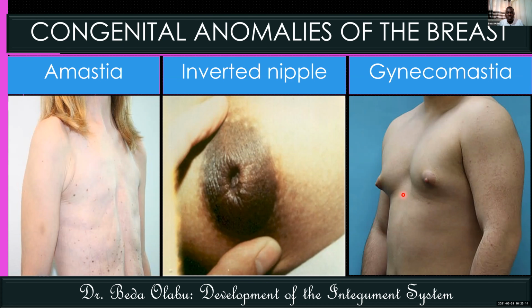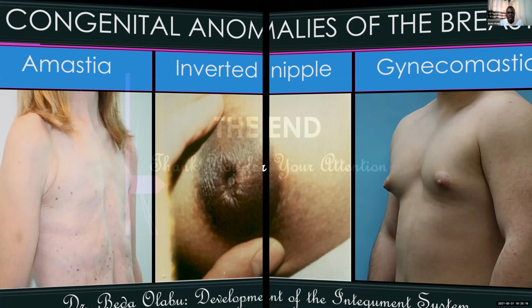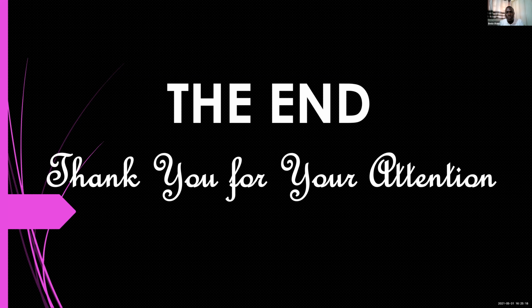Right, I think that should be it now. We are done with all the three components of the lecture. We've looked at microscopic organization of the skin and its appendages. We've looked at thermoregulation, and we've looked at development and congenital anomalies of the integument system. And so we are done with all the three parts. I now have stretched you, but we are good.